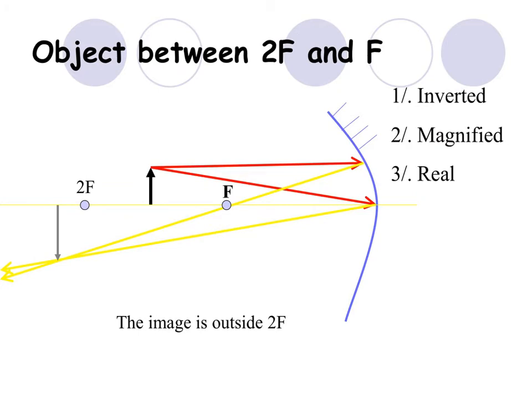We move the object in between 2F and F, and we now get an image outside of 2F, which is now magnified. Still real, but now magnified. Now, notice all the real images you can produce from a concave mirror are inverted.